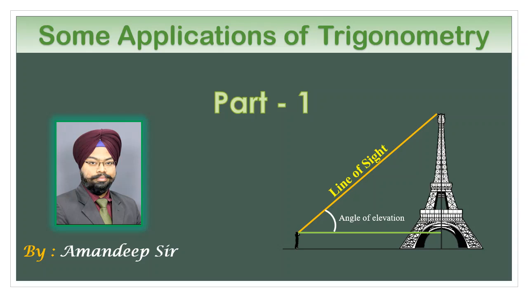As in the beginning of the last chapter, we have discussed that if I have to find out the height of a particular building without actually measuring its height, how can we do so? So in this chapter, we will discuss how this can be done with the help of trigonometry.